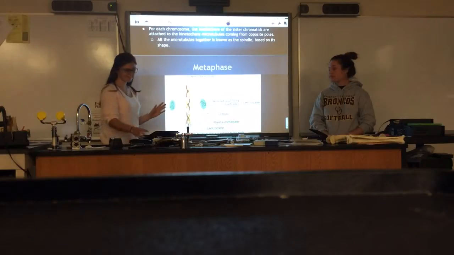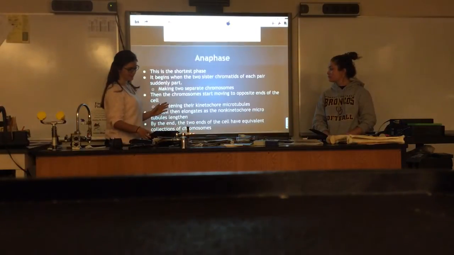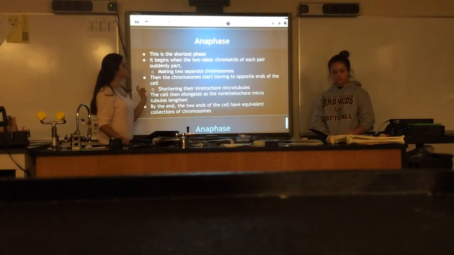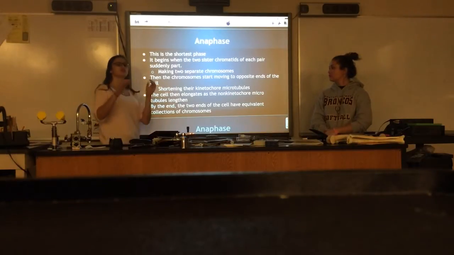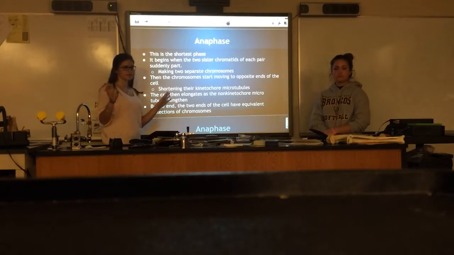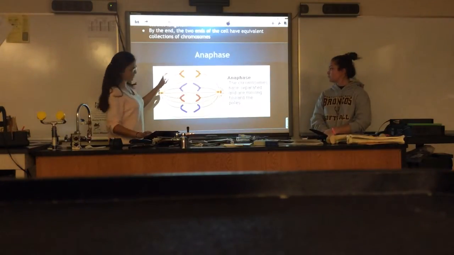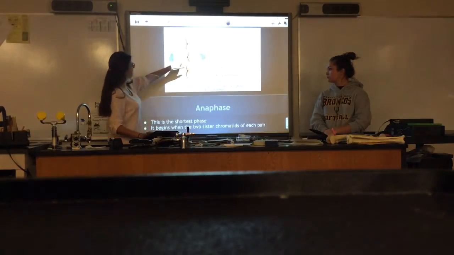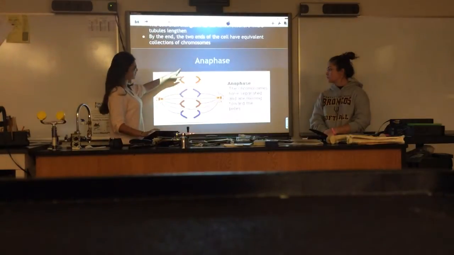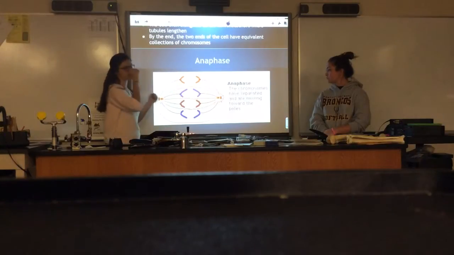Alright, and then anaphase is the next phase, and this is the shortest phase. This is when the two chromatids separate, and the one chromosome becomes two separate chromosomes. So instead of being one full one, they become two, and they pull apart to opposite poles of the cell.